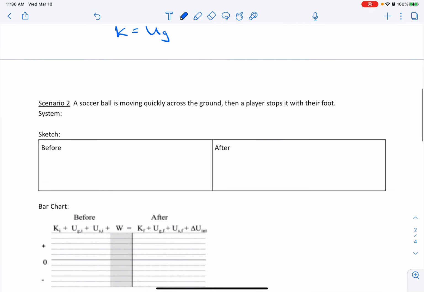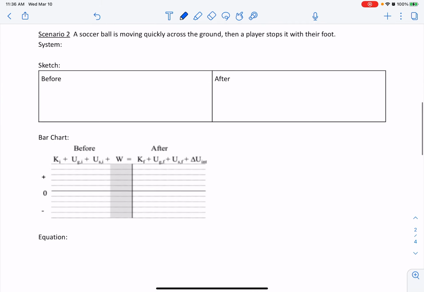Let's take a look at a second scenario. We have a soccer ball moving quickly across the ground, and then a player stops it with their foot. So my system, I'm going to include the soccer ball, and I'm going to include the ground, and I always include the Earth. Okay? I'm not including the player with their foot, and I'm going to explain in a second why I did that.